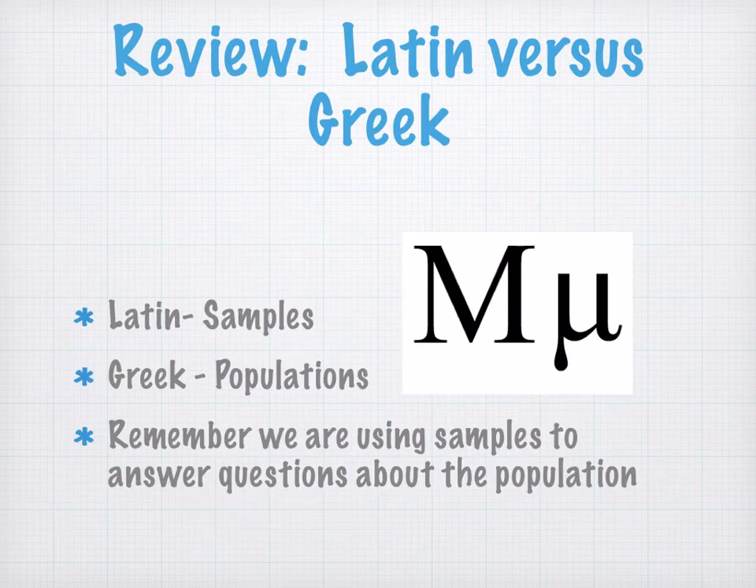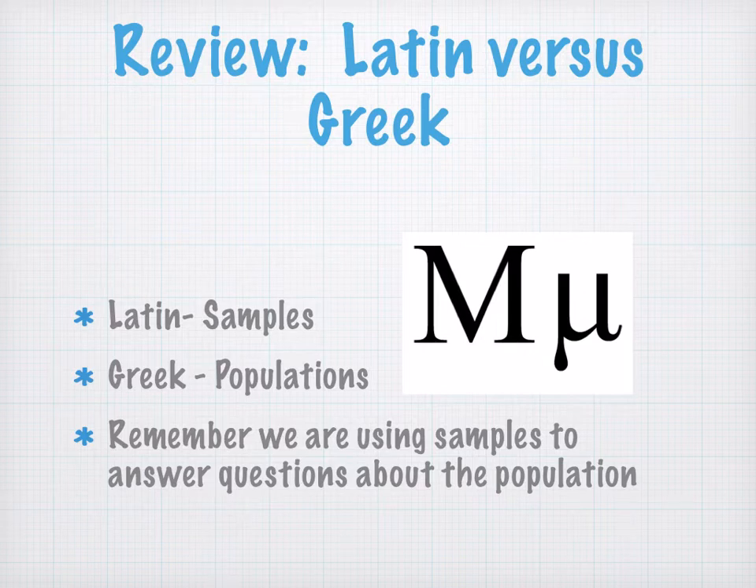Another thing that I wanted to review was notation issues. Remember the difference of Latin versus Greek. Latin letters, like our regular letter M there, are what we use for samples. Those are the letters that we're all familiar with, the S's and the M's and those sorts of things, and then we're talking about samples. We're talking about the people in our study, versus Greek letters, like the Greek letter mu there, where we're talking about populations. So again, that distinction is important to remember as we move forward as well.